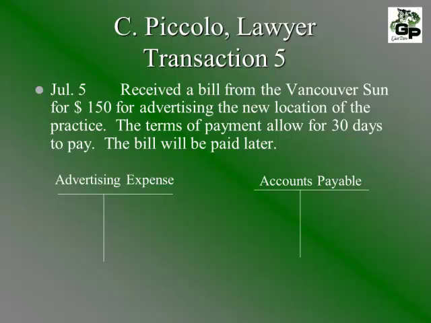On July the 5th, C. Piccolo received a bill from the Vancouver Sun for $150 for advertising the new location of the practice. The terms of payment allow for 30 days to pay. The bill will be paid later. So even though nothing has been paid at the moment, the invoice has been received. So this is an expense. So expenses increase on the debit side. Accounts payable will be increasing on the credit side. The two accounts affected are the expense account, advertising expense, and the liability account, accounts payable.